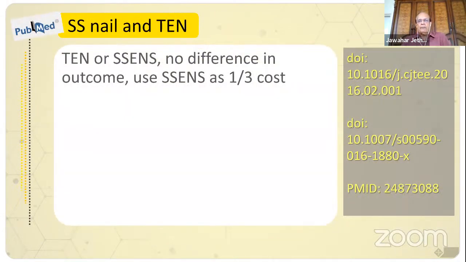And there are a couple of other papers which say that between titanium and stainless steel elastic nails there is no difference. The only difference is the one-third cost.